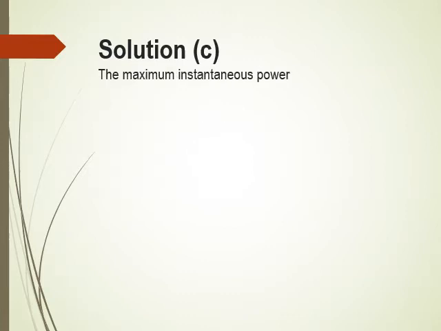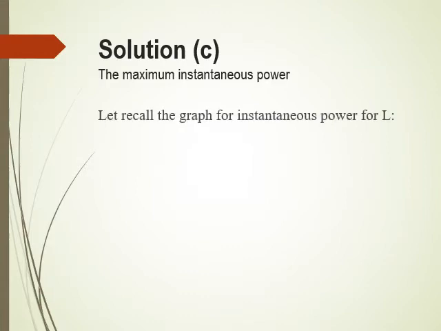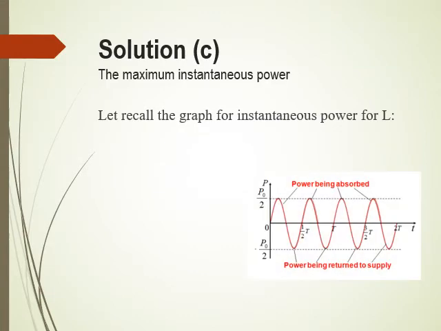Question C. Calculate the maximum instantaneous power. Now, one thing that you have to remember: maximum power doesn't represent peak power. Peak power is the power calculated by using peak voltage and peak current. Then how about maximum power? Let's look at the graph for the inductor. Now, this is the graph for the inductor.